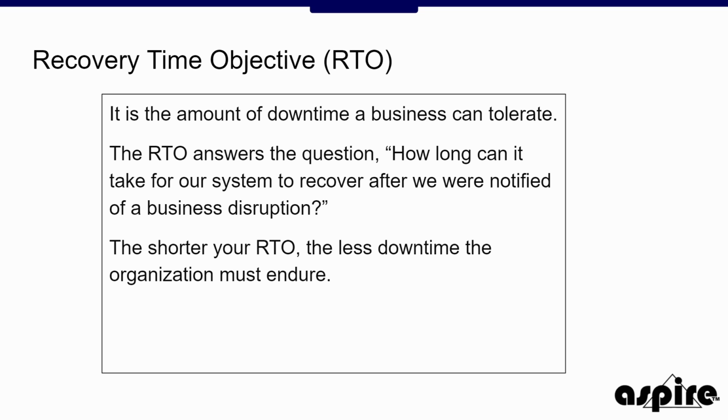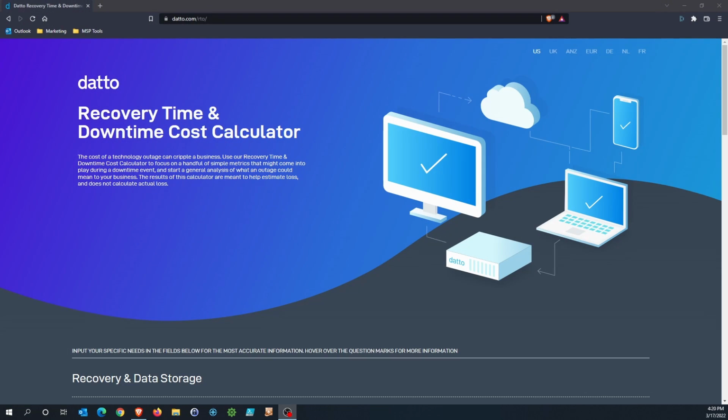So how fast do we need to be able to recover the data once we see a system is down? I say data, it could be a whole system. How fast do we need to have that data back up and running, or that system back up and running, and get it available and start working? So that's very important on the next demo that I'm going to show you here. So let's go to the demo. It's datto.com/RTO. Once you type in datto.com/RTO, you'll land here at the recovery time and downtime cost calculator.